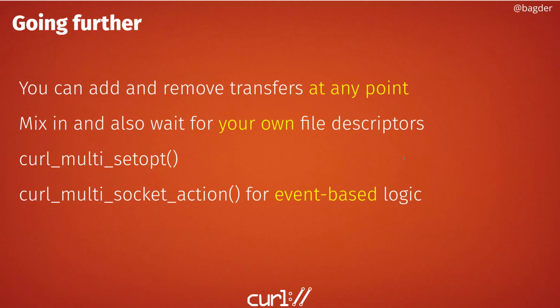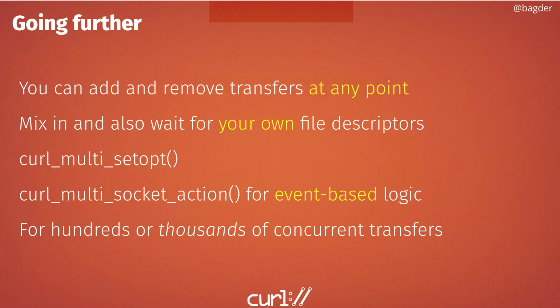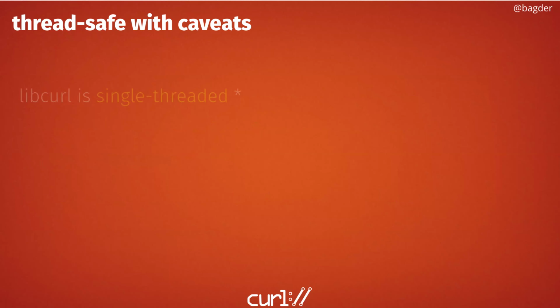At least when you go above, let's say, a few hundred concurrent file transfers, you want to switch to the event-based one. Yeah, and on threading, libcurl is single-threaded pretty much all the way. Everything you do will be in the same thread. You start it and you get all the callbacks in the same thread. It will return in the same thread. Everything is in the same thread.